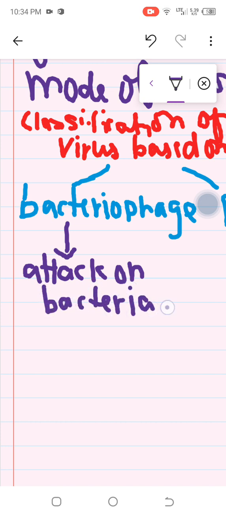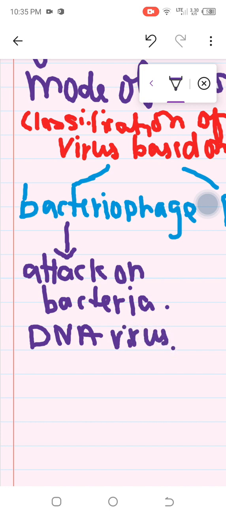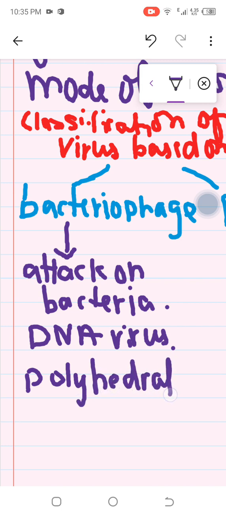It contains DNA, so it is a DNA virus. And if I talk about the shape of bacteriophage virus, it is polyhedral, in which the head is there and the tail is also there. So polyhedral head and tail is the shape of the bacteriophage virus.